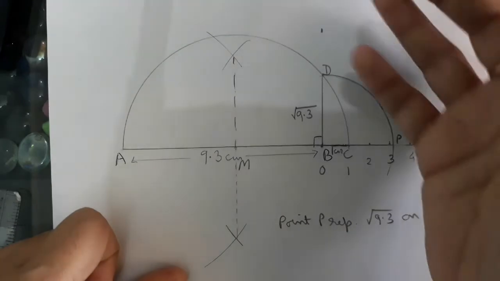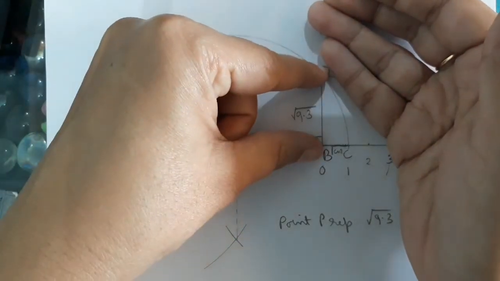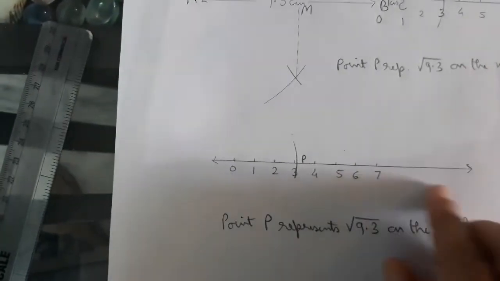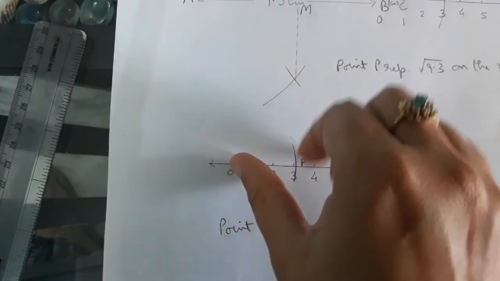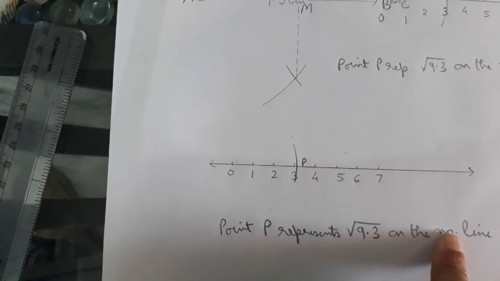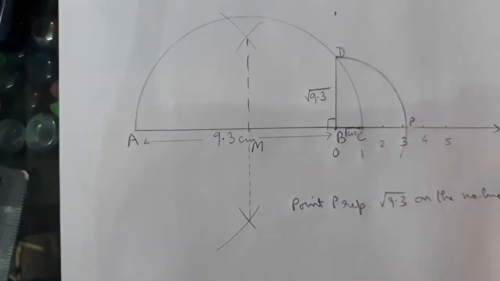Or what you can do, you do the construction till here only and measure this length. This is under root 9.3, and you draw the number line separately, and over here you mark the arc. So this will also represent under root 9.3 on the number line. Any of the 2 methods you can use.